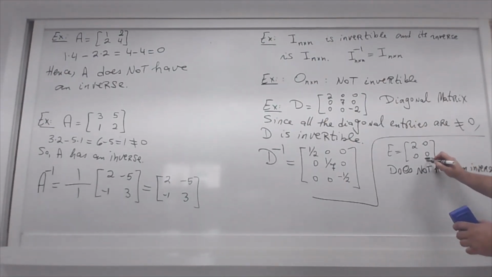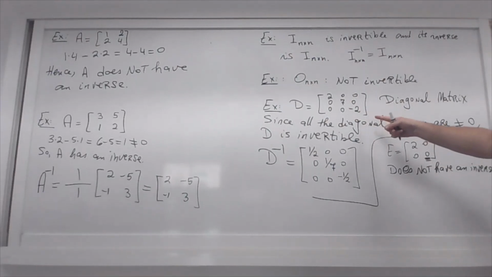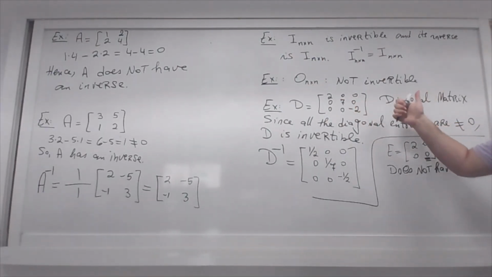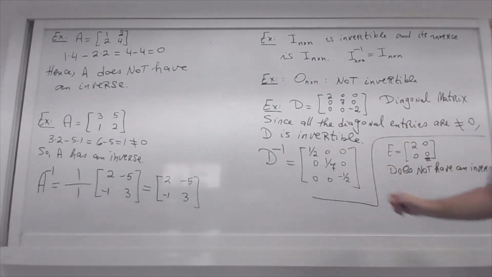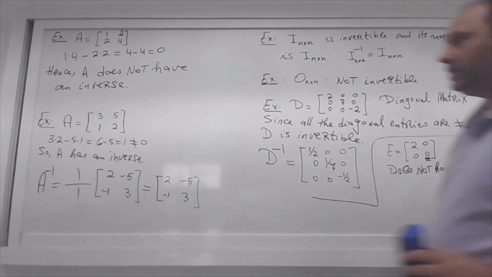If one of the diagonal entries is 0, that's no good. So whenever you have a diagonal matrix, you check your diagonal entries. If none of them is 0, good, you can compute the inverse easily by 1 over the value. If at least one of the diagonal entries is 0, game over, that matrix does not have an inverse. So those are the easy cases.